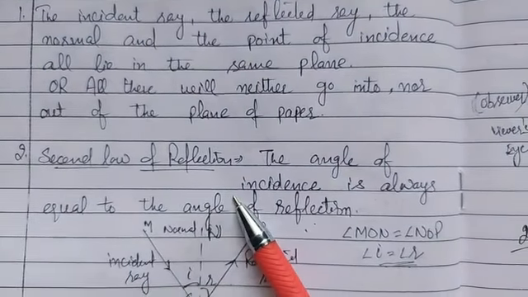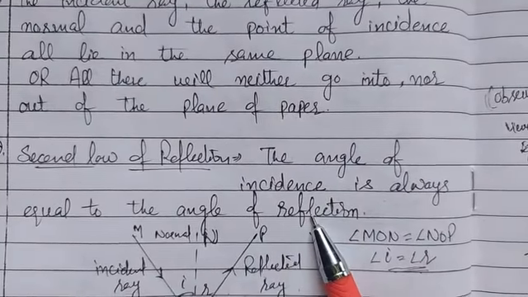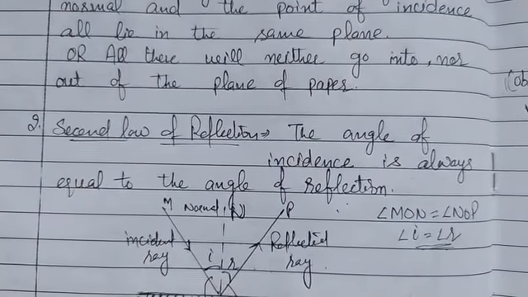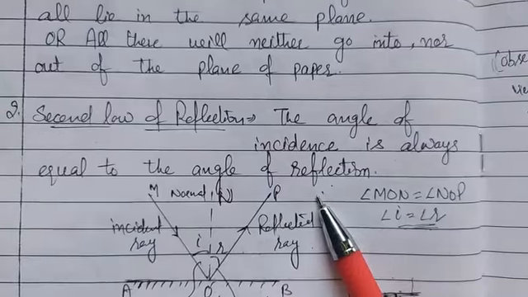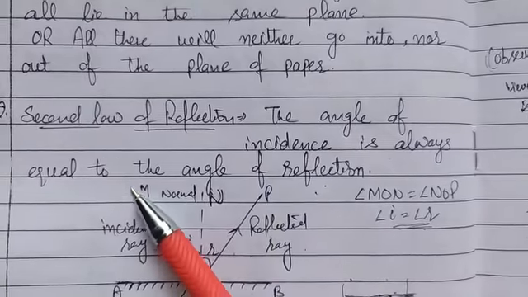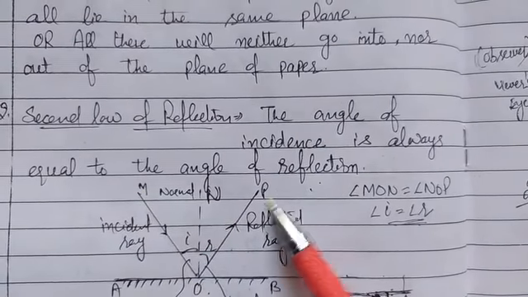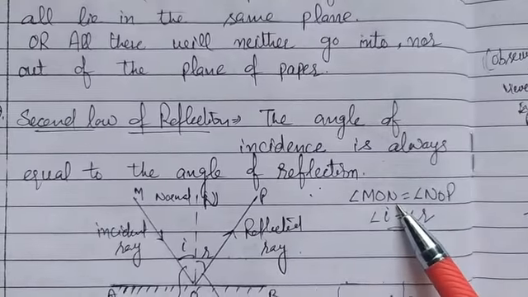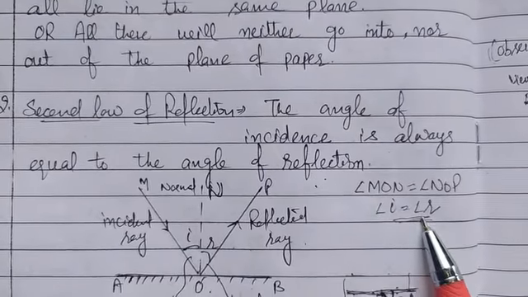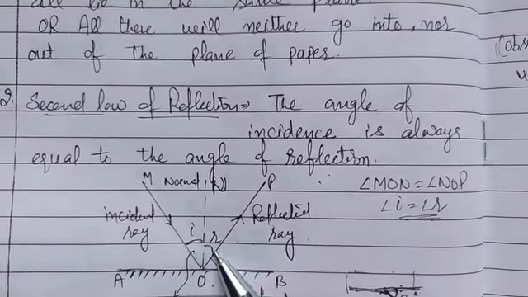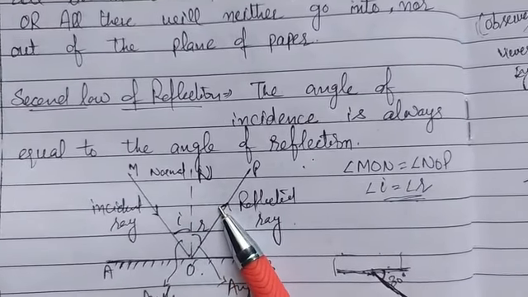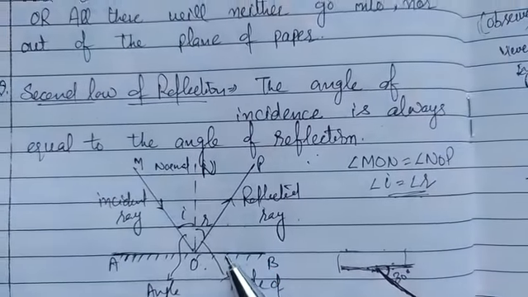The second law of reflection is that the angle of incidence will always be equal to the angle of reflection, whichever type of reflection is taking place. Here you can see this is the angle of incidence and this is the angle of reflection. If we name these points M, O and P, then angle MON will be equal to angle NOP. That means angle I will always be equal to angle R. If this angle is 30 degrees, then this angle will also be 30 degrees. If this is 45 degrees, then this will also be 45 degrees. So this is the second law of reflection.